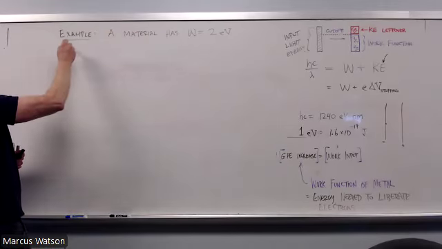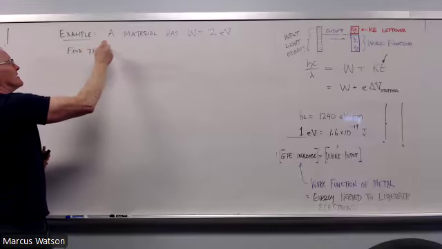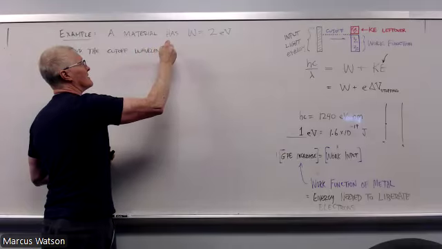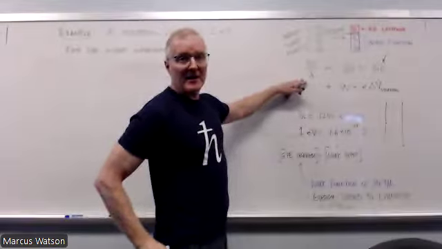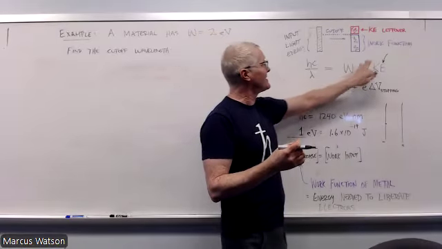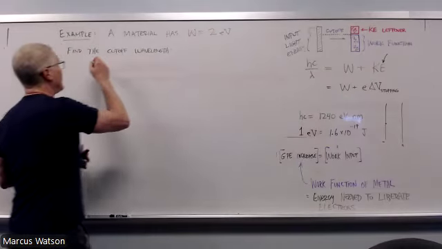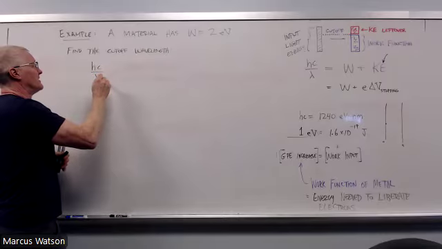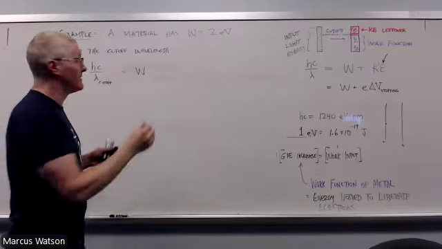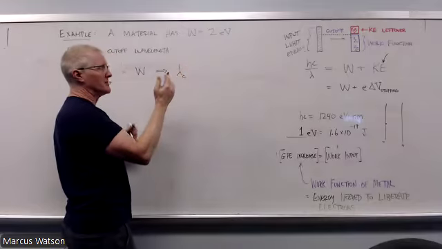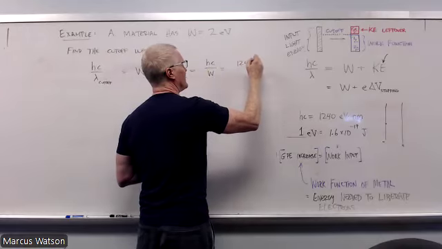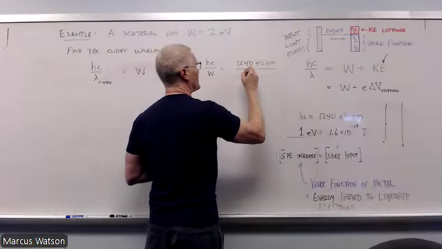Let's start off by finding what is the cutoff wavelength. If I'm finding the cutoff wavelength, that means I'm putting in the bare minimum in order to just get the electron to pop to the surface. That means there's no leftover kinetic energy, and I should be able to write that hc over lambda cutoff is equal to W. And I need to now solve for what lambda cutoff is. It's just hc over the work function, which is 1240 eV nanometers divided by 2 eV.